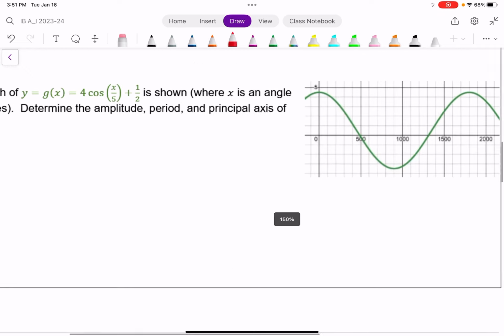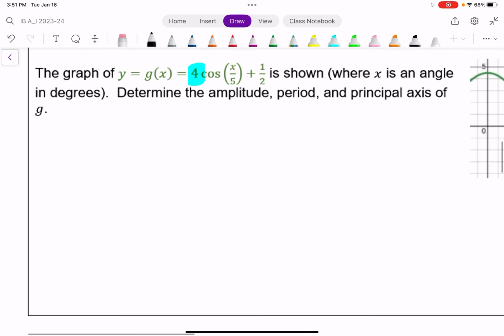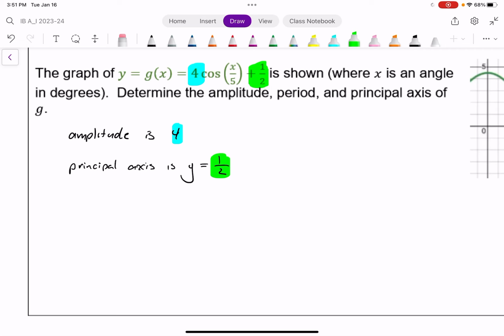All right, so here I have a different function. It's 4 times the cosine of x over 5 plus 1/2. So again, the amplitude I can see is just 4. The principal axis I can see is positive 1/2, or y equals positive 1/2. And the period is related to this divided by 5 here.